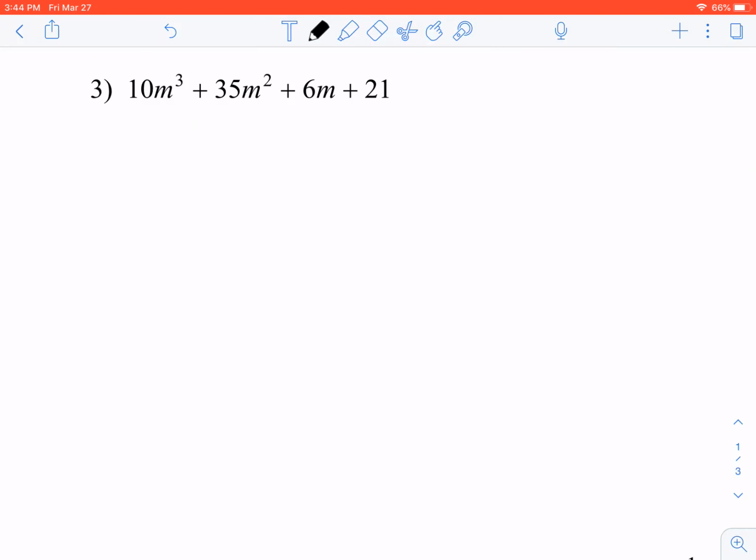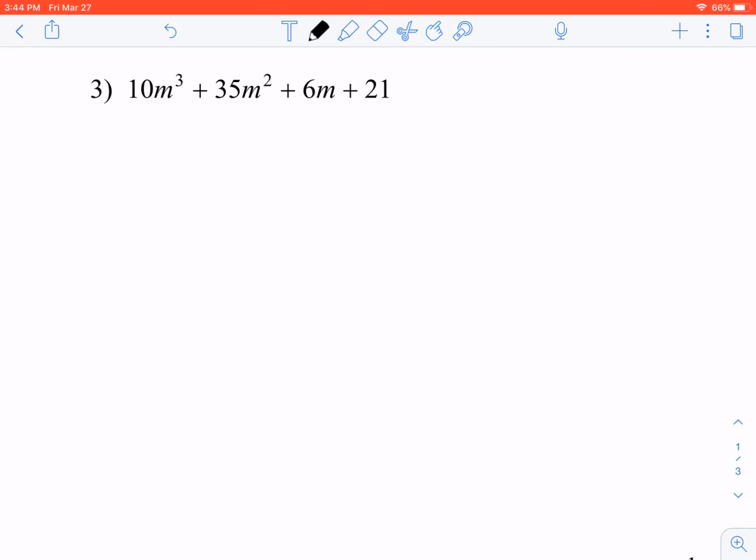Okay, we're going to look at this one and say, is there a number that goes into all of those? Well, if I look at 6, my factors are 1, 2, 3, and 6. None of those go into 10 other than 2. But 2 does not go into 21 and 35, so there is no GCF which I can take out of every term. I also can't take a variable out, so I can go ahead and factor by grouping.